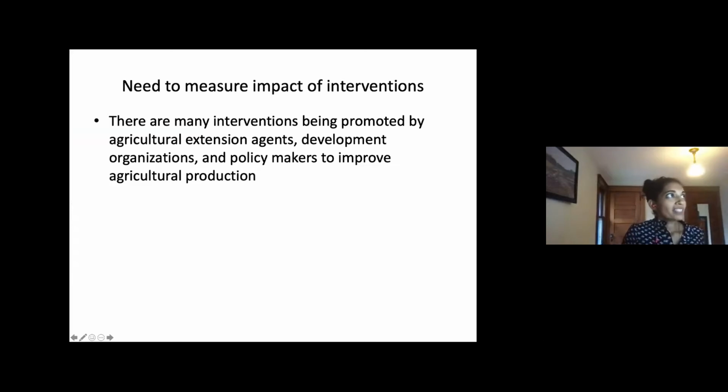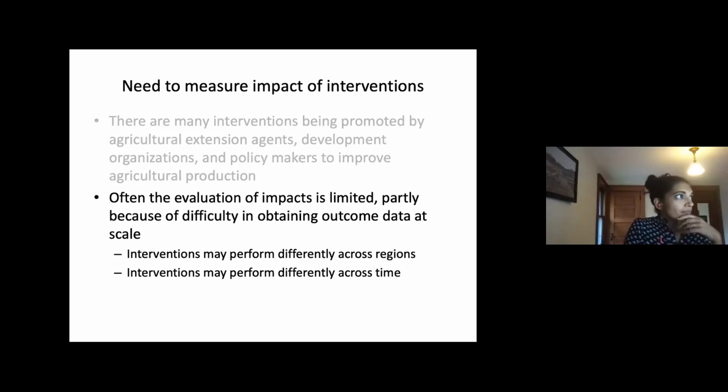So why is this important? Well, there are many interventions or policies being promoted by agricultural extension agents, development organizations, and policymakers to improve agricultural production across the world. But oftentimes the evaluation of impacts of these different interventions or policies are limited. And partly this is because of the difficulty in obtaining data that you care about in terms of the outcome.